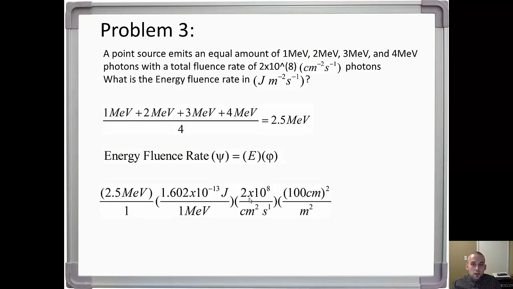And here we're going to throw in our fluence rate. And it was in centimeters squared. Let's go ahead and convert it to meters squared, because it says so in the answer. We get an answer of 0.8 joules, meters to the negative 2, times seconds to the negative 1. I think it's a pretty easy example, but still a very nice example.